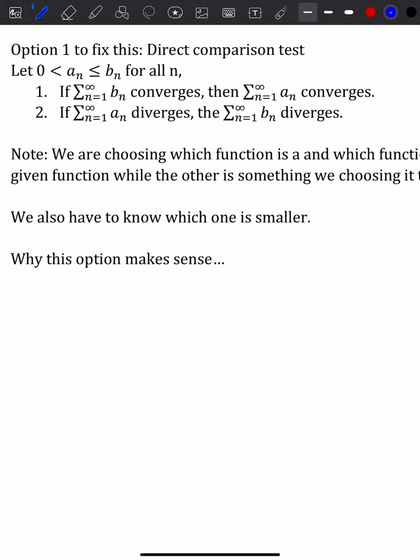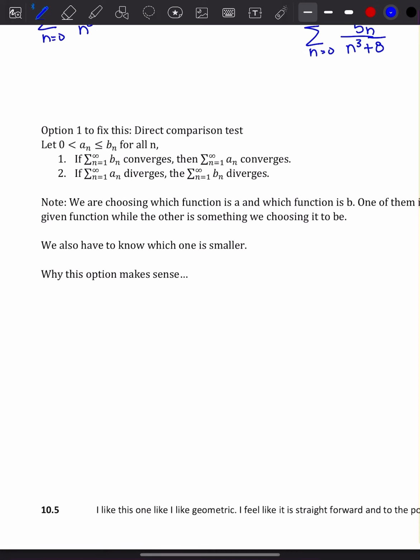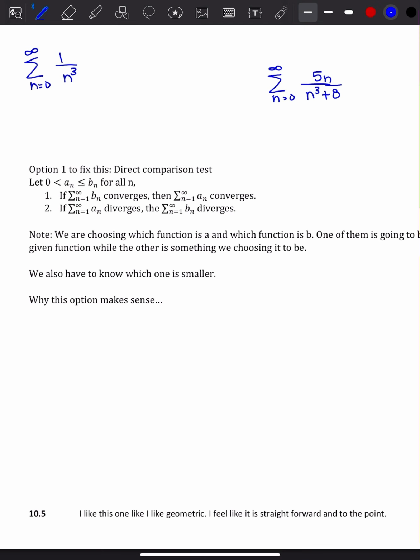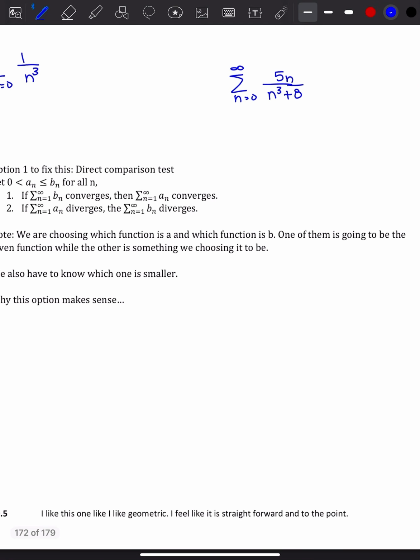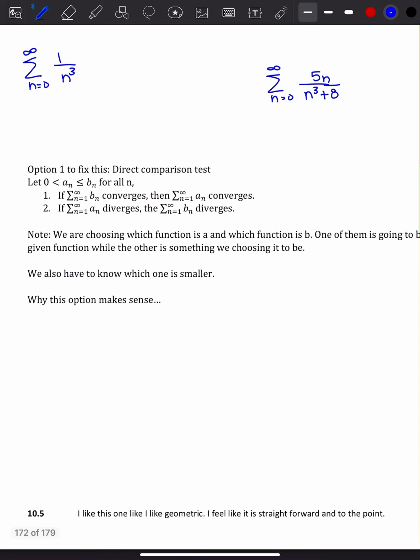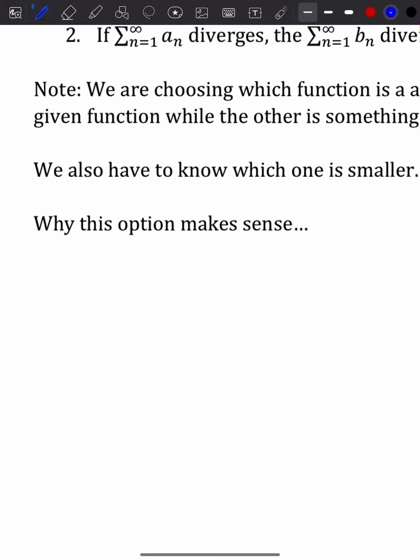If the series from n equals 1 to infinity of b sub n converges, then we know that the series of a sub n has to converge. And on the other hand, if a sub n diverges, b sub n also diverges. So like I said, one of the things that we want to know is that we are going to be choosing one of those functions. The other one is going to be the one given to us, but we get to choose which one's which. And that's going to be based off of what we potentially think might happen or what the problem can tell us. The other thing that we have to be careful of is we have to be able to know which one is bigger or smaller.